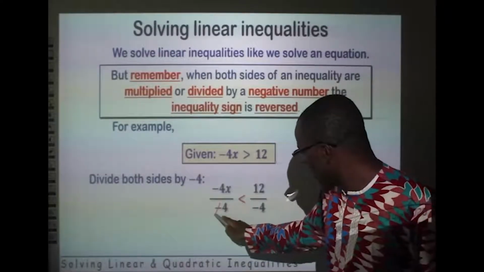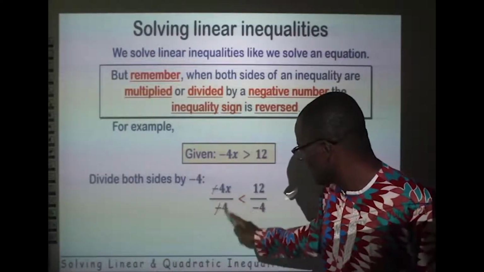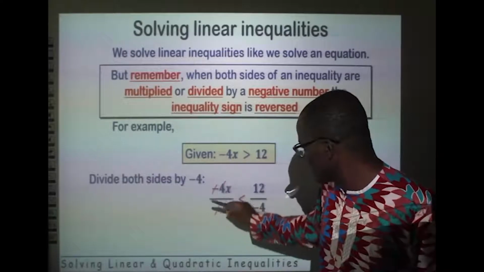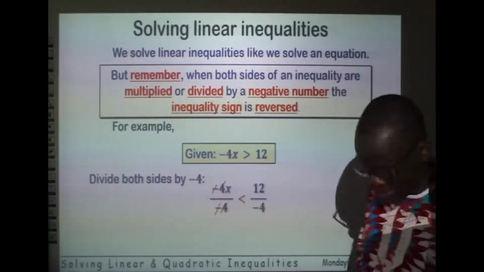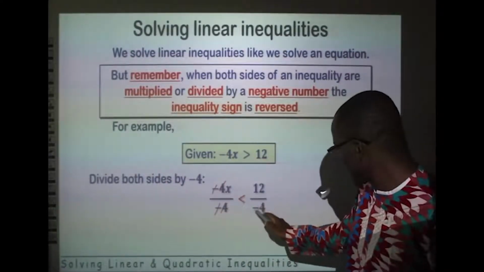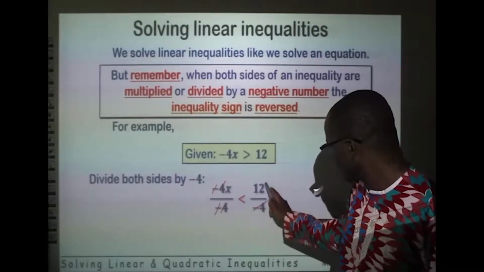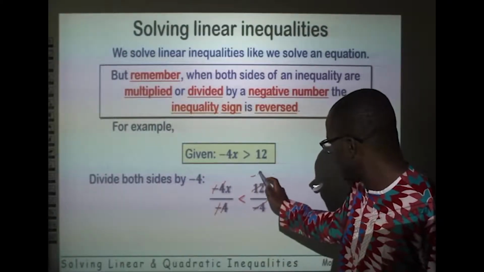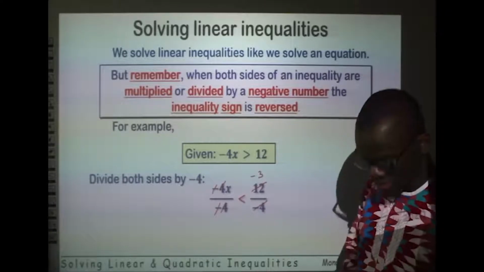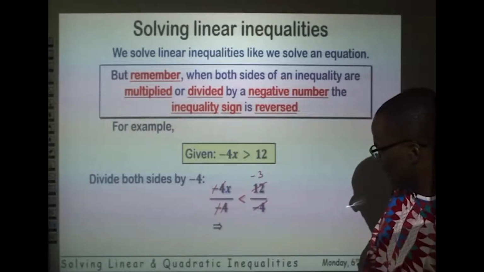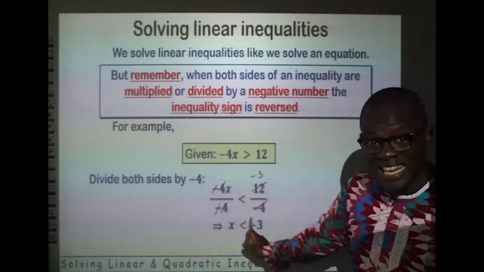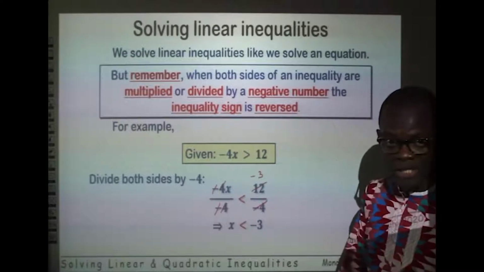Okay, and so we cancel the 4, and you're left with just x on the left hand side. And then minus 4 goes into 12, that gives you minus 3. And so the value of x will be less than minus 3.